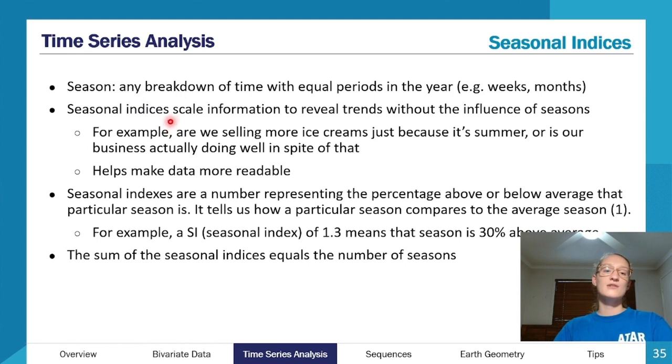So these seasonal indices scale information to reveal trends without the influence of seasons. For example, if I had a time series plot where I plotted ice cream sales throughout the year, you'd definitely expect a big spike in the summer months, and in the cooler months I probably wouldn't be selling so many ice creams. So if I wanted to know, is my business doing well because it's summer, or is my business doing well if we removed the impact of temperature from our data, that is where de-seasonalizing would come in.